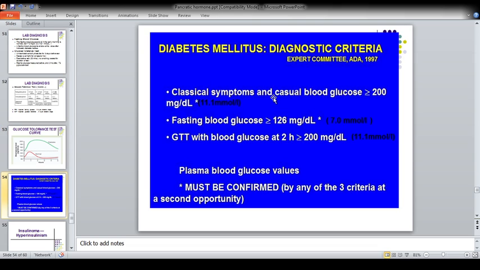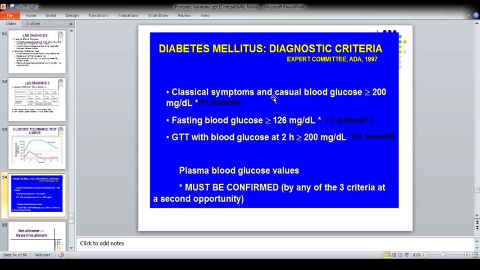Now, the classical symptom. Let's look at the diagnostic criteria for diabetes mellitus. So the classical symptoms and casual blood glucose level, if more than 200 or 11.1 millimole per liter plasma glucose level, along with clinical signs and symptoms, we would say the patient is diabetic.